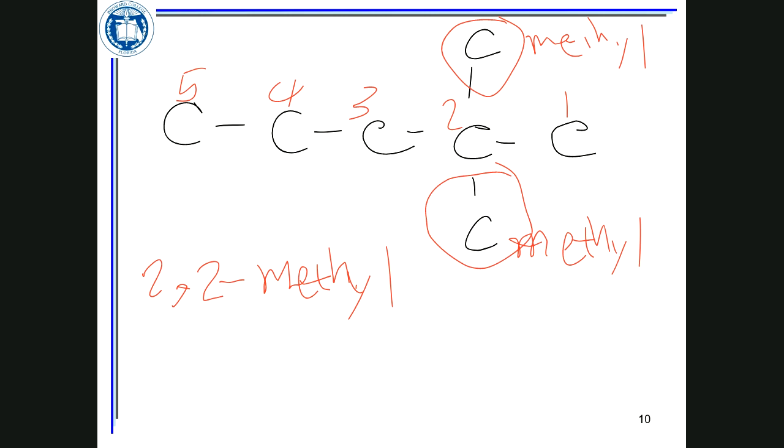But I have two methyl groups here. Since I have two methyl groups, I'm going to have to add the prefix di. So I have 2,2-dimethyl. That means there's a methyl group on carbon number 2 and a methyl group on carbon number 2. So I have two methyl groups on carbon number 2. And the main carbon chain in this case is going to be pentane, because it's 5 carbon.